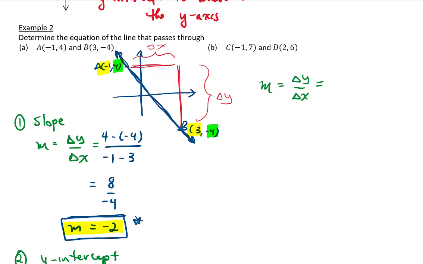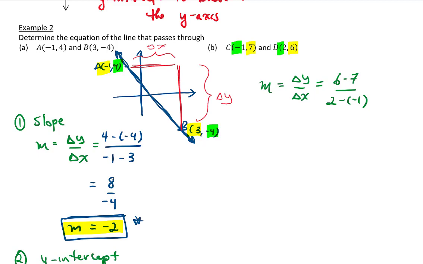From above, the y values are 6 and 7. So I'm going to subtract d minus c, as long as I keep it in the same order. So I get 6 minus 7. Similarly, I'm now going to take the d value of 2, the delta x, and minus -1. So for the delta x, we have 2 minus -1. It doesn't matter as long as you're consistent.